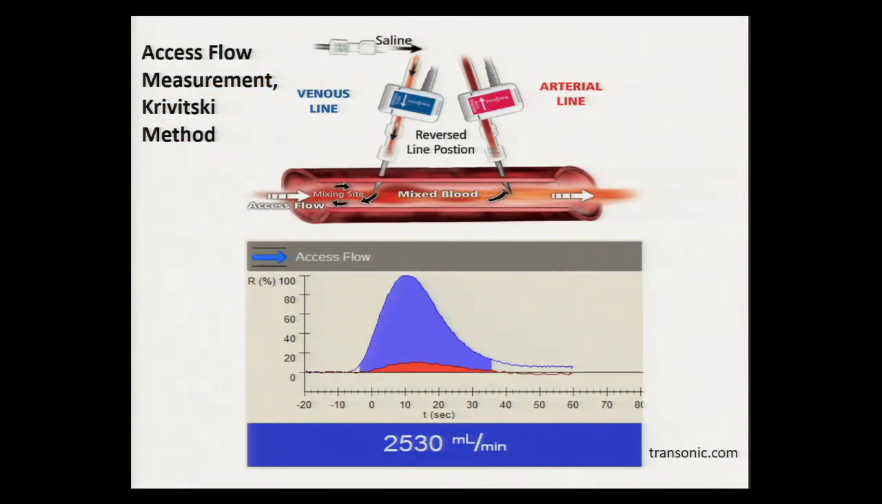So just to briefly describe it, this is the fistula, blood coming in from the artery. The arterial and venous needles are reversed. And there's a bolus of saline that's given through this distal needle, and it mixes with the incoming blood, and it's picked up by the ultrasound sensor on the arterial line. So if the flow through the access is very rapid, this saline will be diluted, and the signal through the arterial line will be low. And the computer calculates the estimated flow per minute through that access. This is pretty high flow, for example.